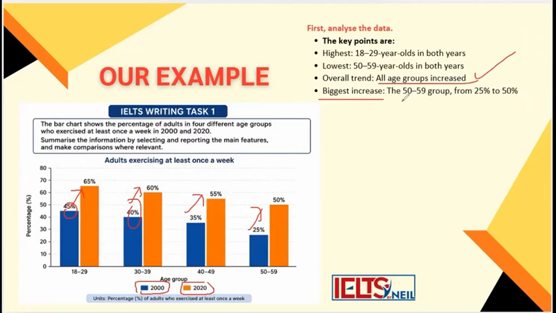And what is the biggest increase? If you look from here to here, the numbers almost doubled. Not almost, actually, exactly, they have doubled, right? So this is the biggest jump. Okay, so these are some basic things that we have to note down before we even start writing the bar graph, right? I hope it is clear how to understand the bar graph.